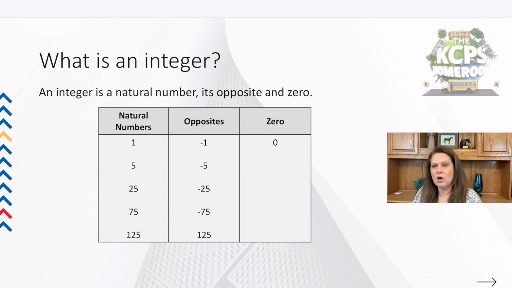So if I have 1, my opposite is -1. If I have 5, my opposite is -5. 25, my opposite is -25. 75, my opposite is -75. You get the picture. And the number 0. Now, those three types of numbers, natural numbers, their opposites, and zero, make up our integers.